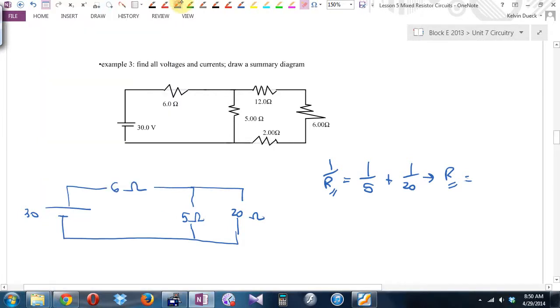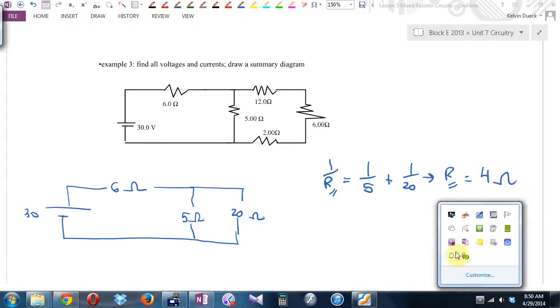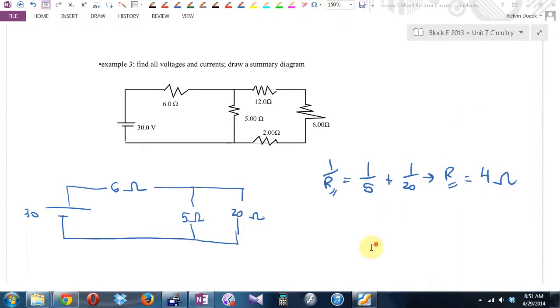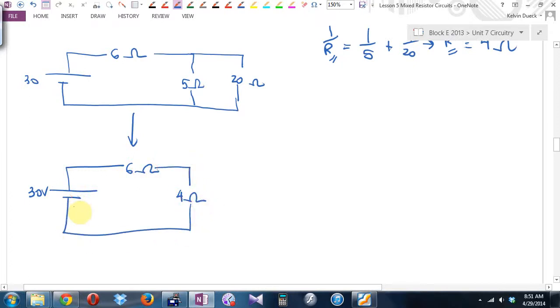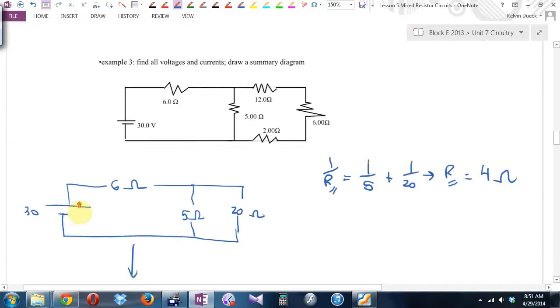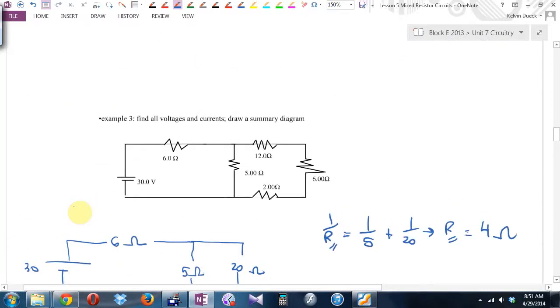Our parallel is 4 ohms. 4 ohms, you okay with that? So now what I'm saying is this. This circuit is the same as 30 volts, 6 ohms, 4 ohms. That's mathematically equivalent to this big monstrosity here.